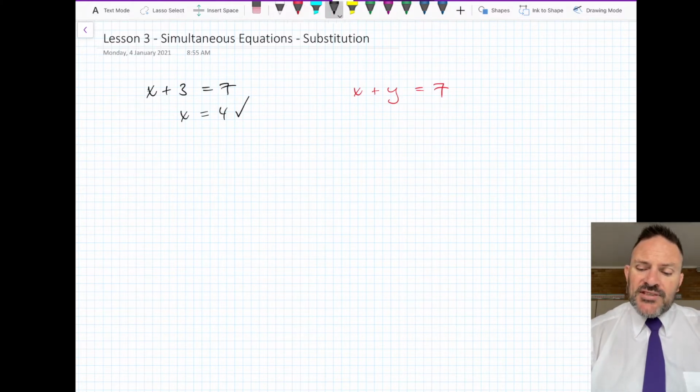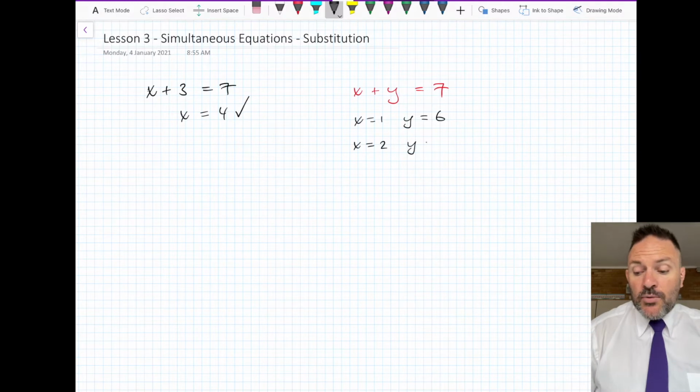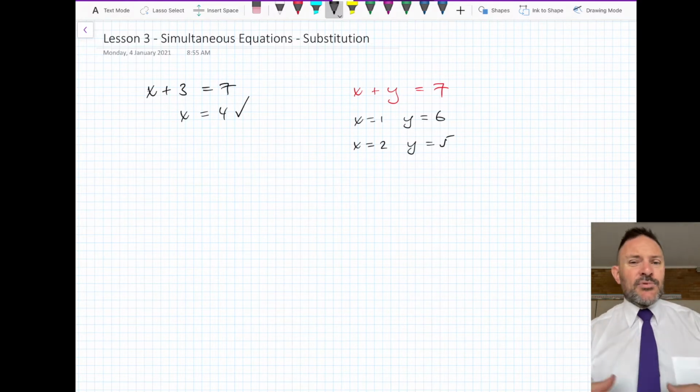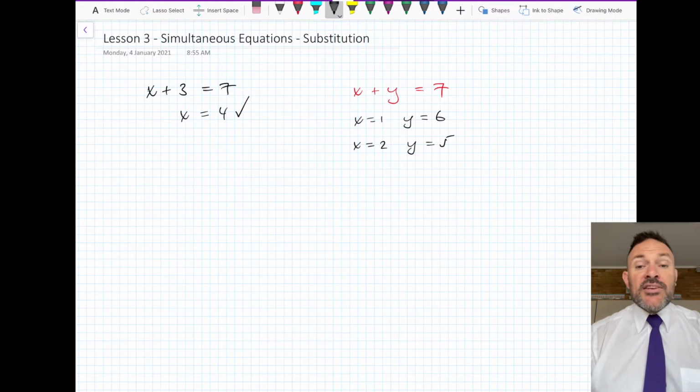The main issue I see with this is that there are an infinite amount of responses. For example, x could equal 1 and y could equal 6 because 1 plus 6 makes 7. If x equals 2, then y would equal 5, for example. That will still equal 7. I could start dealing with negative numbers on both sides, decimals, fractions, recurring decimals. On its own, it's not going to work.